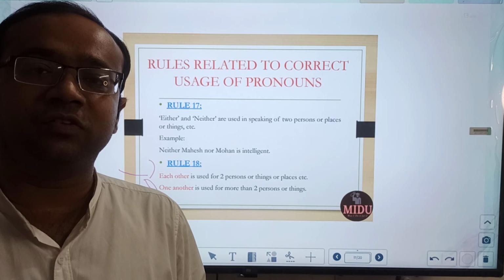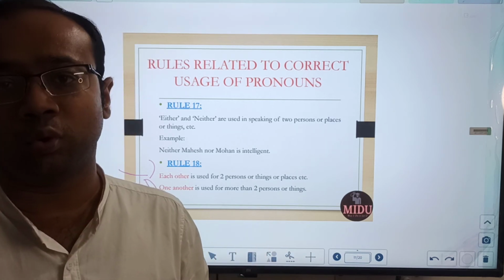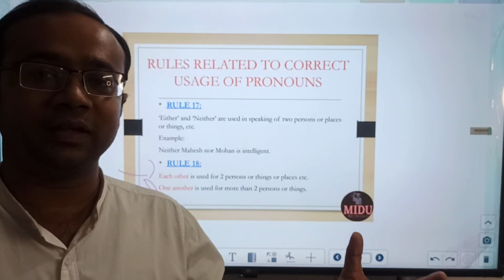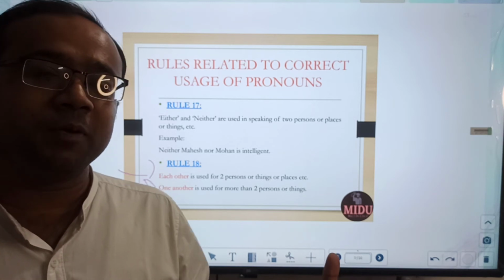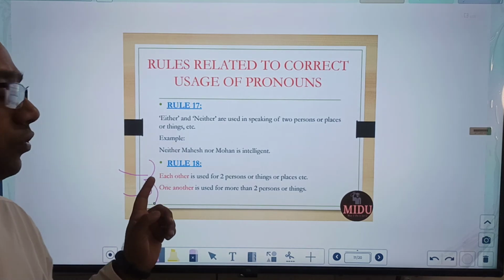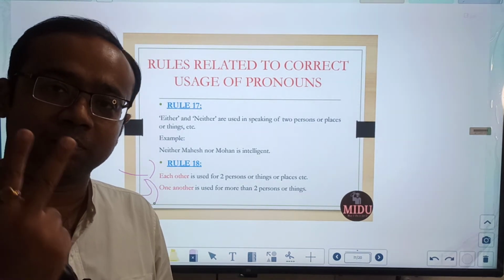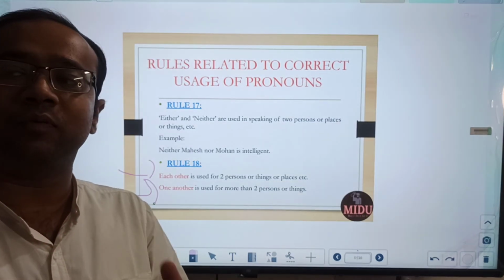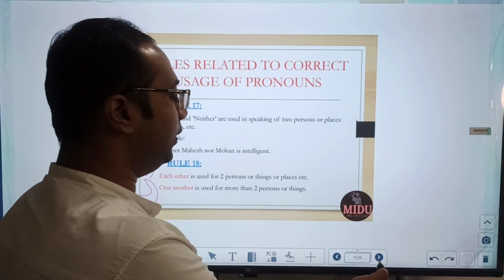These four countries should help one another to grow. Or four people are there, five people are there in a group. Five people, all five of you friends should help one another. In that case, we will not say "each other". "Each other" means between two. "One another" means between more than two, not between two.